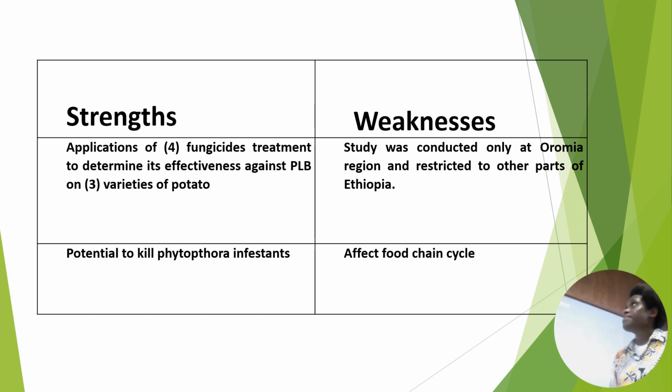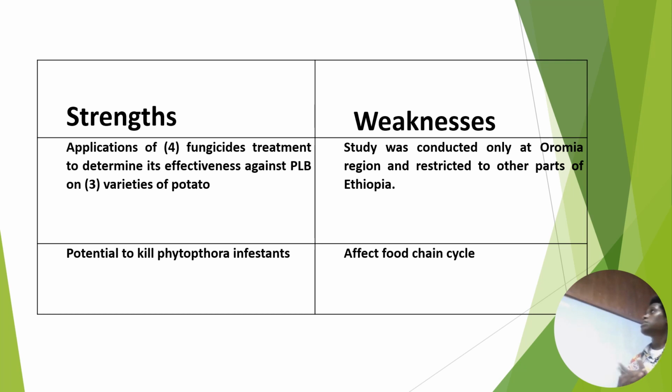On the weakness, the first one is the study was conducted only in the Oromia region and restricted to other parts of Ethiopia. The study's limitations are primarily related to its restricted scope and geographic focus. By only conducting the study in Oromia, Ethiopia, the researchers may have overlooked potential variations in the effectiveness of fungicides across different regions or varieties of potato. Additionally, the study focused on a specific disease, which is potato late blight, and may not capture the broader impact of fungicides on the food chain cycle or other potential side effects that could be relevant in different contexts.